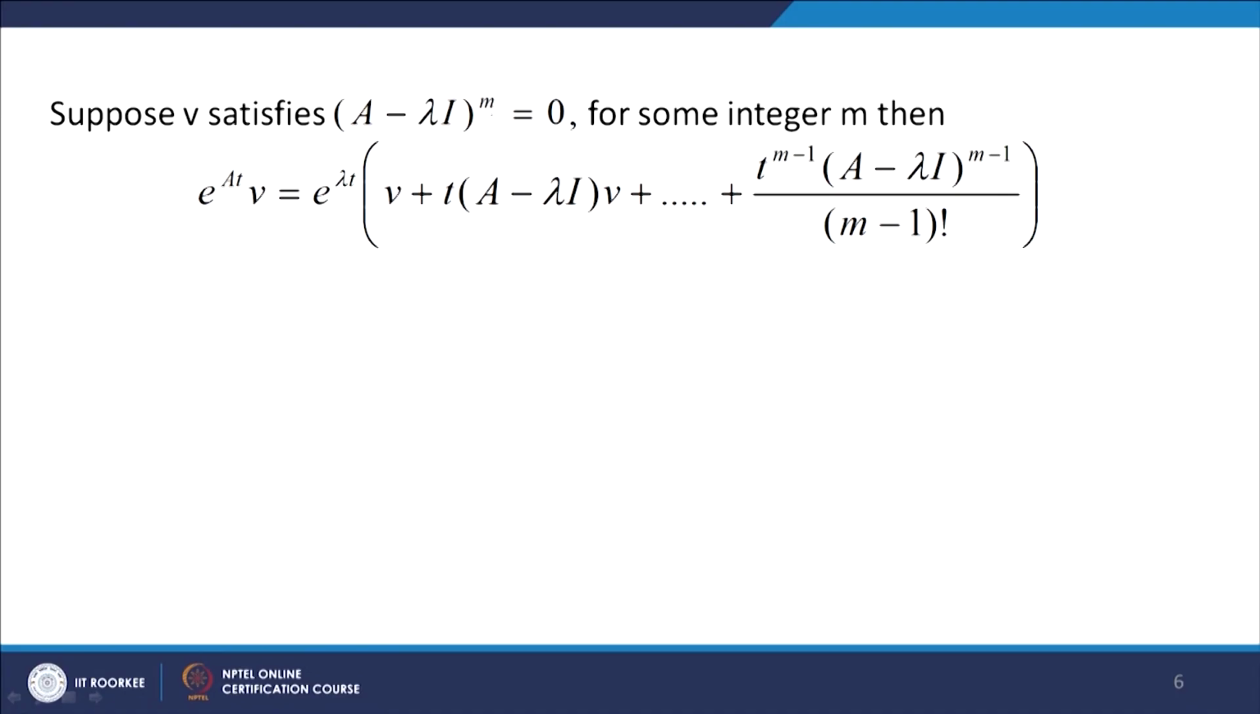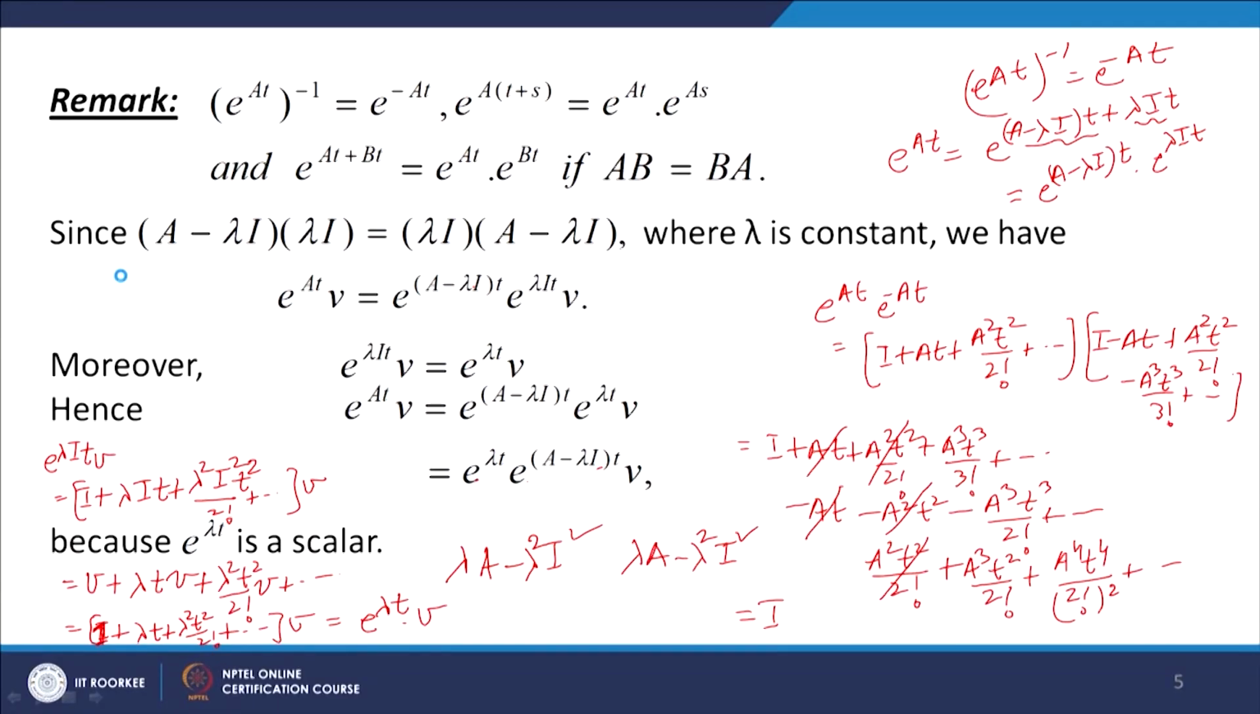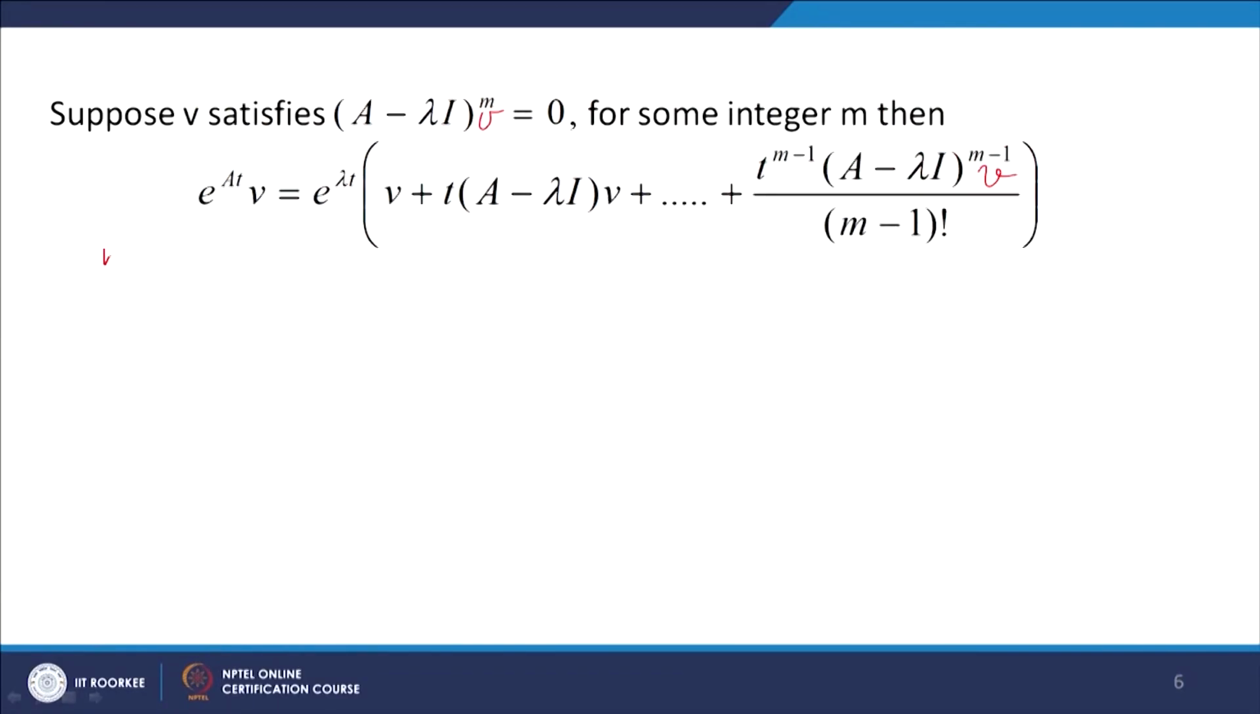Now, suppose (A minus lambda I)^m b equal to 0 for some integer m. Then e to the power A t b is equal to e to the power lambda t into b plus t times (A minus lambda I) b plus, and so on, t to the power m minus 1 (A minus lambda I)^(m minus 1) b over (m minus 1) factorial. This we can see from the previous equation. We have e to the power A t into b is equal to this.